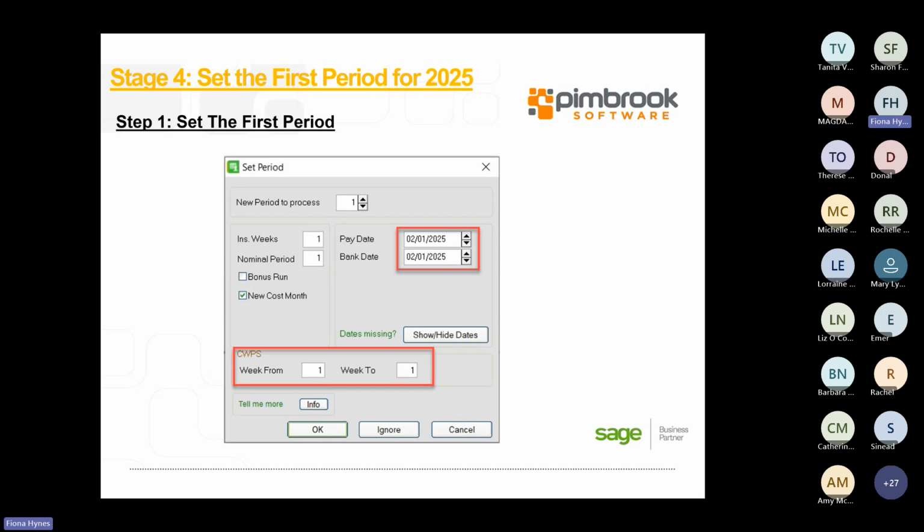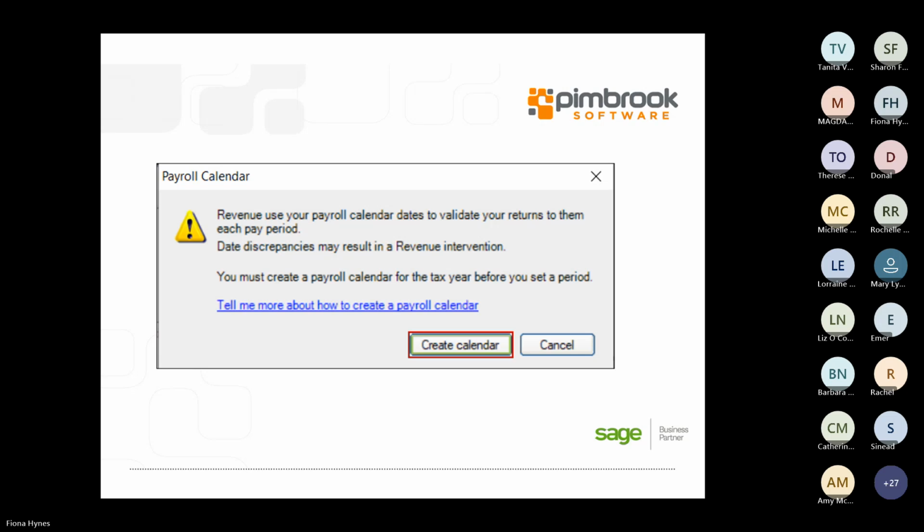In the Set Period screen that is presented, ensure that the new period to process is set to 1 and check that the dates proposed are appropriate for the first period and the CWPS should be at week 1. And then click OK. If you have not set up your 2025 calendar, you'll be prompted to do so at this point.